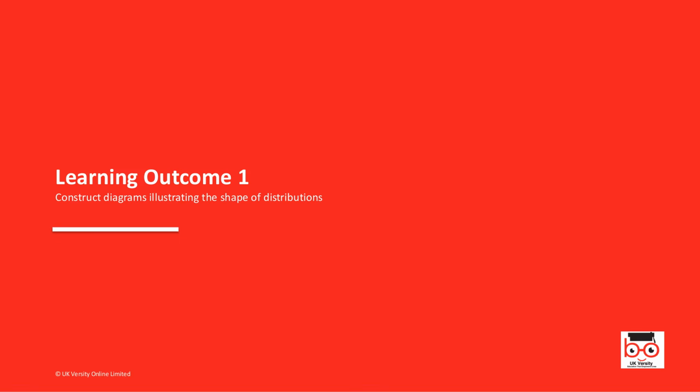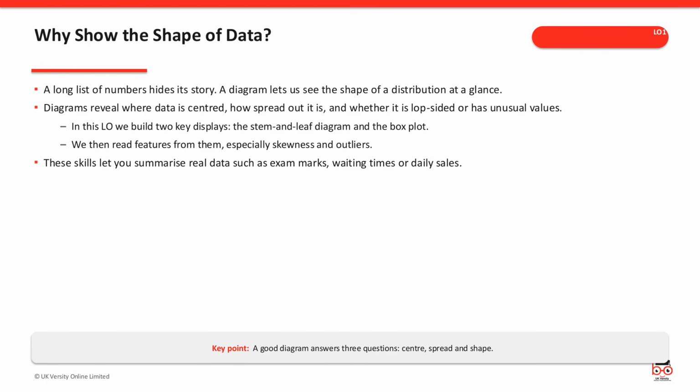Welcome along. In this first outcome, we're going to turn a bare list of numbers into a picture, building stem and leaf diagrams and box plots, and then reading the story they tell about the shape of the data and any odd values. Think about the last time someone handed you a spreadsheet with 200 sales figures on it. Your eye just glazes over, doesn't it? A good diagram fixes that in a heartbeat by answering 3 questions at a glance.